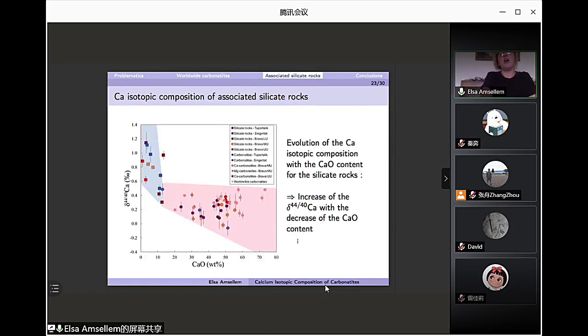So this is the result of the carbonatites and the associated silicate rocks. And here it's striking. You can see that the associated silicate rocks, of course, have low calcium contents because they are not carbonatites, but they also do not present the same enrichment of the lightest calcium isotopes. And if we look a bit closer, we can also see that there is a correlation where a decrease of calcium content reflects an increase in the calcium isotopic composition, so an enrichment in the heavier calcium isotopes.